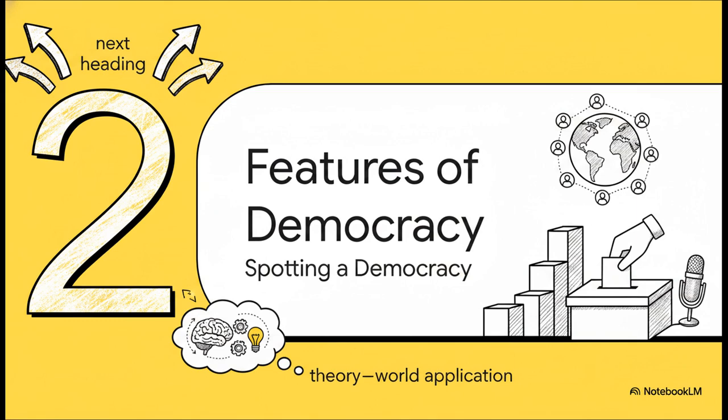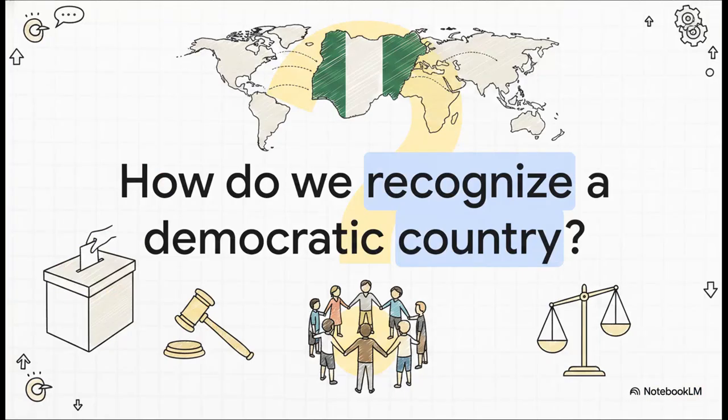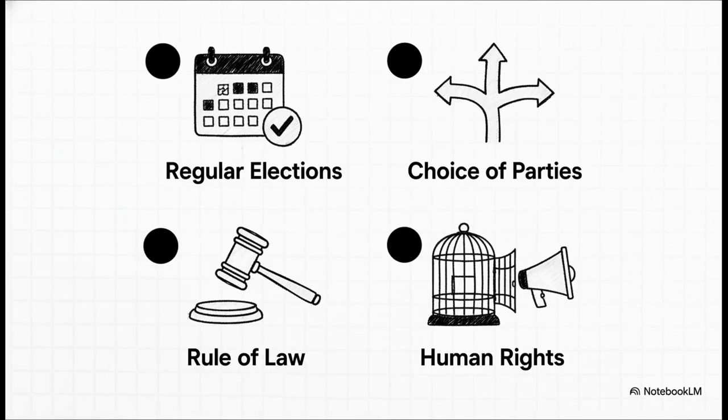Moving right along to Section 2. 8 key features of democracy, or how to spot a democratic country. Think about this for a second. If you're looking at a nation, like our very own Nigeria, or honestly anywhere else in the world, how can you tell for sure it's a functioning democracy? What are the actual signs? Your notes give us 8 specific features to look out for. Let's hit the first 4.